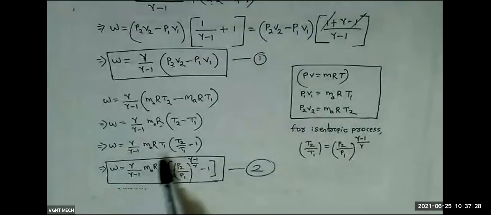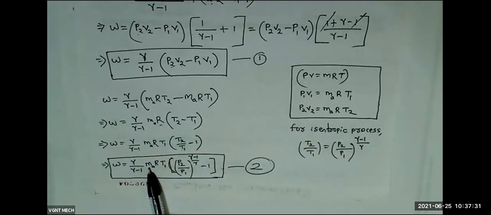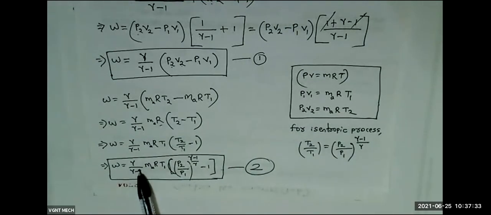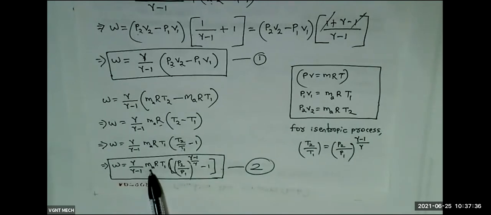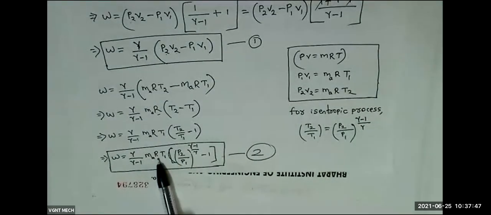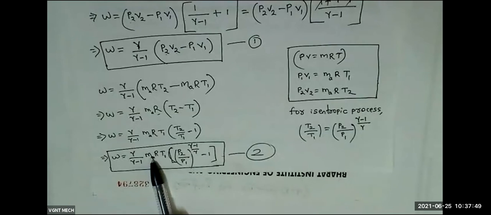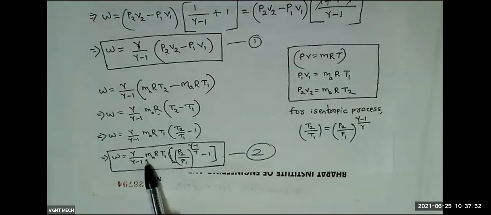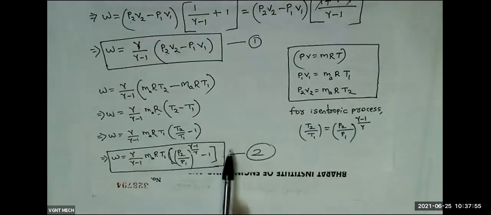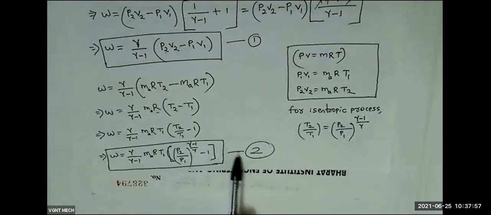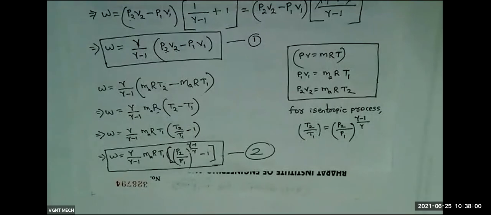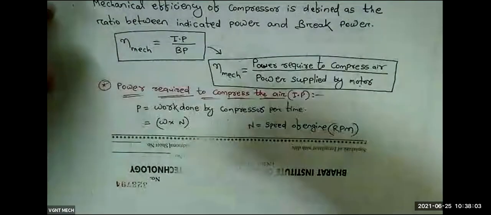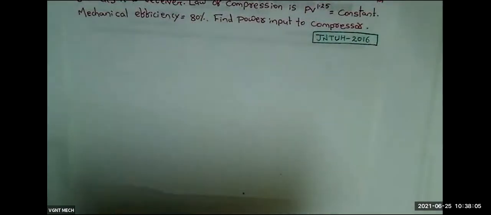Sometimes they will mention the mass flow rate of air as 1.5 or 2 kg per second in the question. If the mass is given in kg per second, then there is no need to multiply by this n directly, because kg per second means if we put kg, the unit becomes joules per second, that is nothing but watt, and watt is directly power. All this doubt will be clear when we solve this problem.